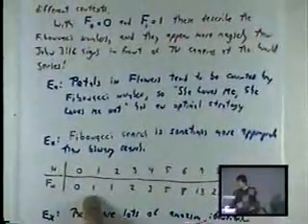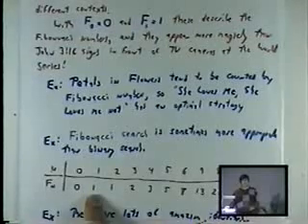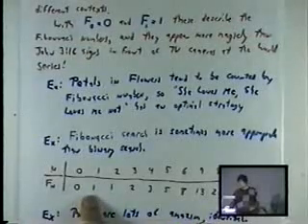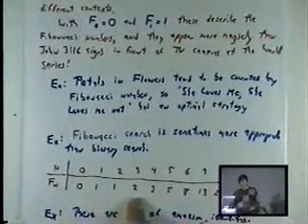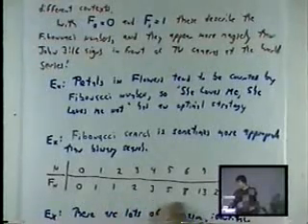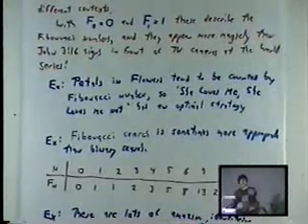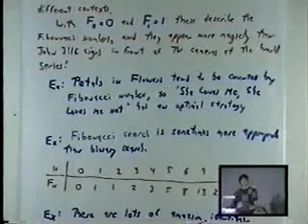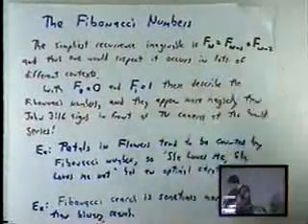The nth Fibonacci number is the sum of the two previous Fibonacci numbers. 0 and 1, the sum is 1. 1 plus 1 is 2. 1 plus 2 is 3. 2 plus 3 is 5. 3 plus 5 is 8, then 13, 21, 34, 55. Any questions about where the Fibonacci numbers come from? They come from this particular sequence.